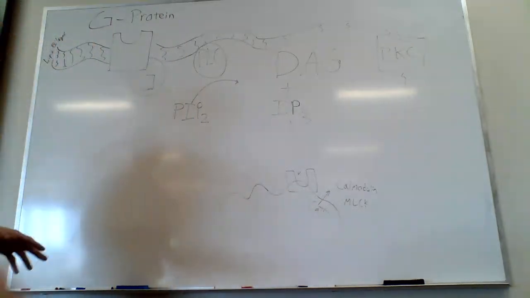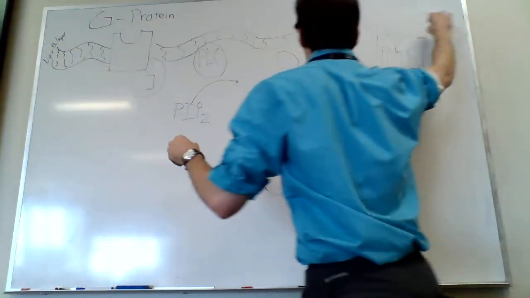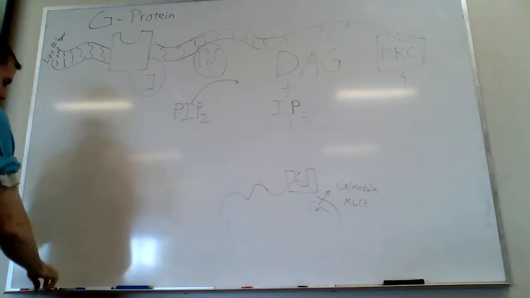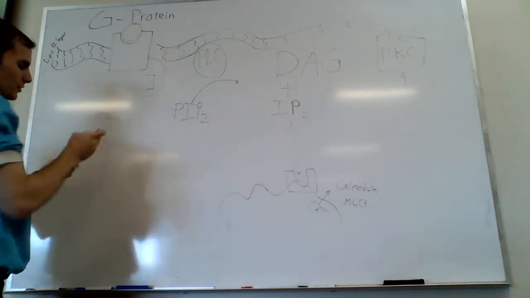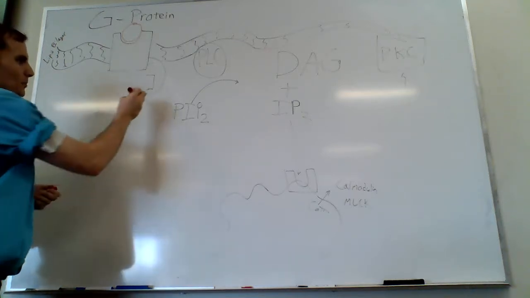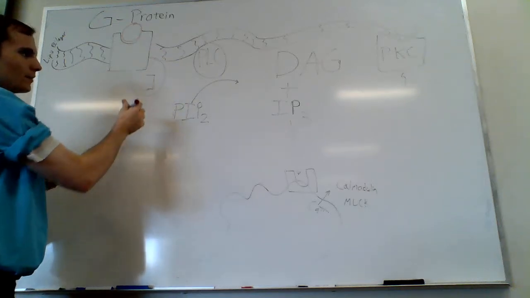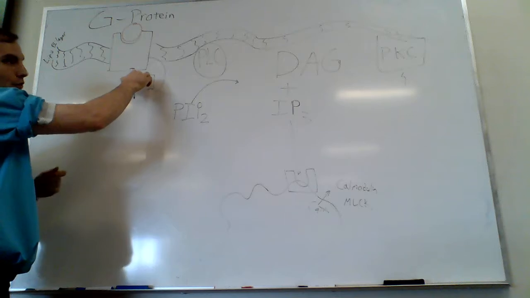Okay, so going ahead and starting off, this whole thing right here is the plasma lipid bilayer. This is a receptor, okay? So you have something bind to the receptor, and then that starts the G-protein pathway. The receptor then activates the G-protein. The G-protein is just a protein that's inside the cell, and it's kind of like a messenger that turns on other things. So, but it needs to be turned on first.